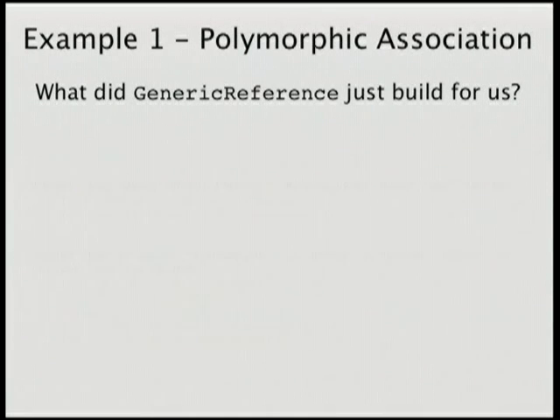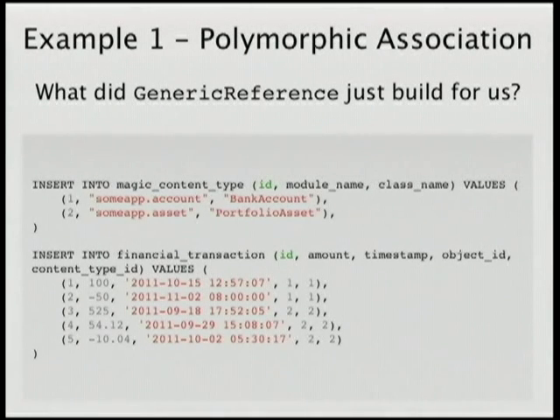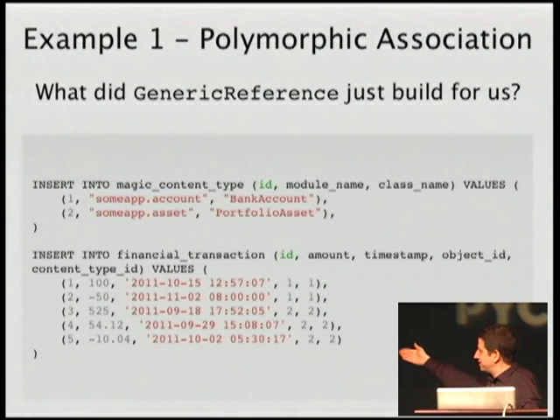So the usage of the model would look like this. The magic content type table gets these two rows, one for bank account, one for portfolio asset. Financial transaction gets these rows where the object ID points to one or the other, and that's what Magic Library is doing for us.